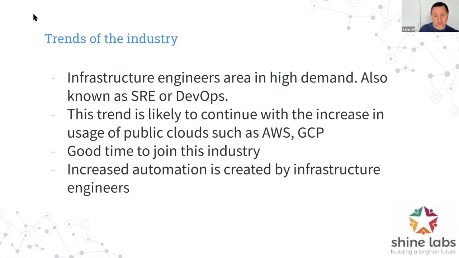AWS is a short form for Amazon Web Services. It's their public cloud. I think I just explained public cloud a couple of slides ago. GCP stands for Google Cloud Platform, which is Google's competitor to Amazon. So hopefully that gives you a little bit more context on what this is.